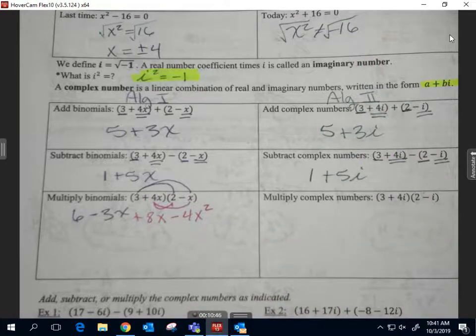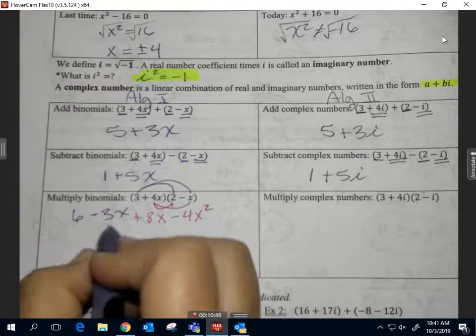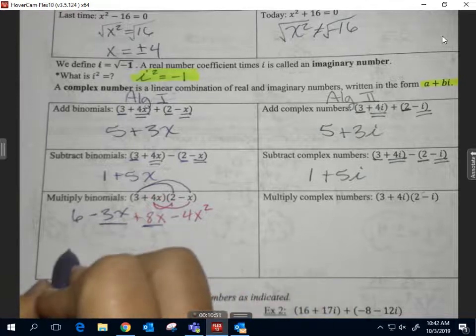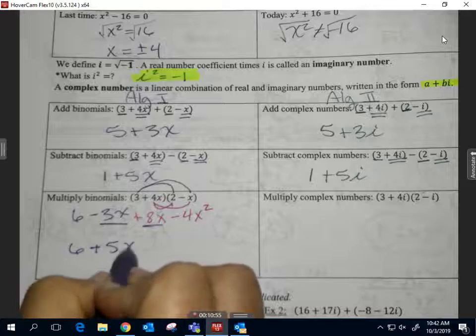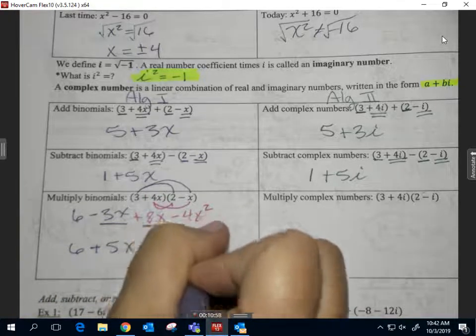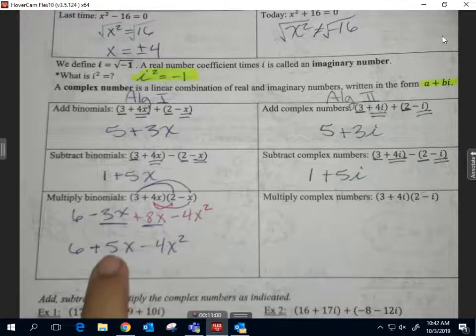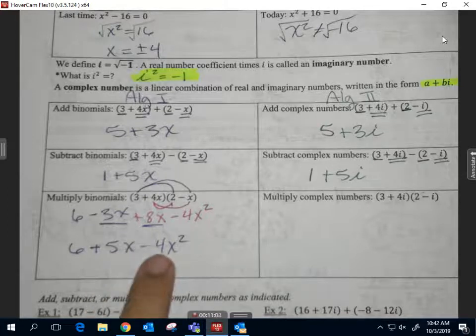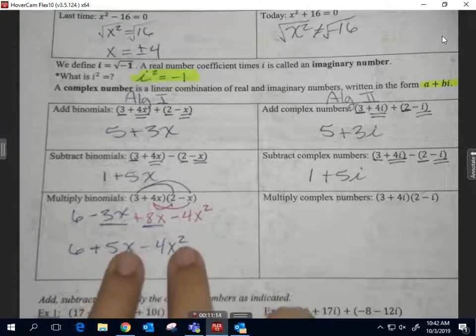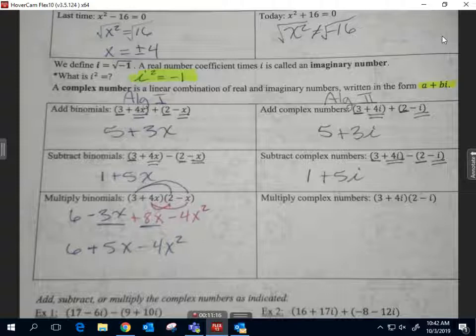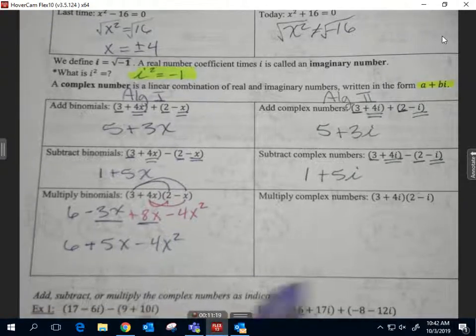So I'm not done yet. I have to combine my like terms. They're usually in the middle here. So I have 6 plus 5x minus 4x squared. Why can I not combine the 5x and the negative 4x squared? Because the square. Yes. So like terms have to have the same variable with the exact same exponent. And these have the same variable but not the same exponent. All right, very good. So we're done.